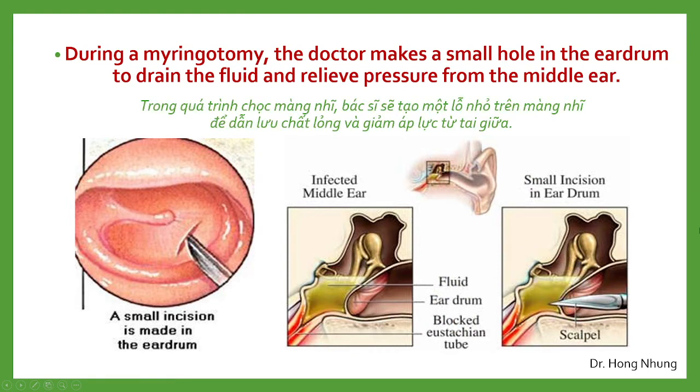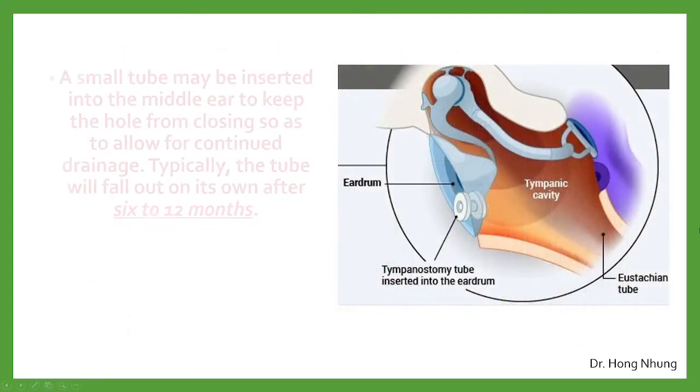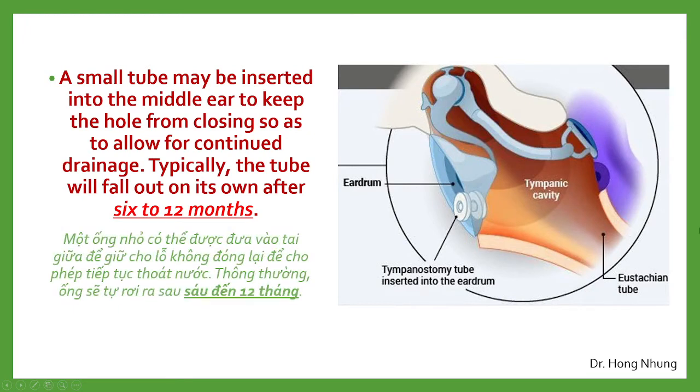During a myringotomy, the doctor makes a small hole in the eardrum to drain the fluids and relieve pressure from the middle ear. A small tube may be inserted into the middle ear to keep the hole from closing shut or to allow for continued drainage. Typically, the tube will fall out on its own after 6 to 12 months.